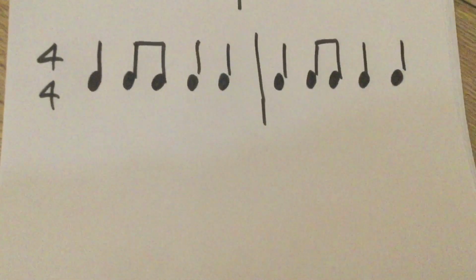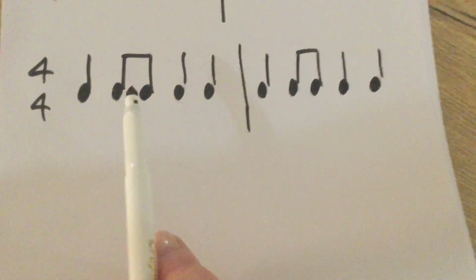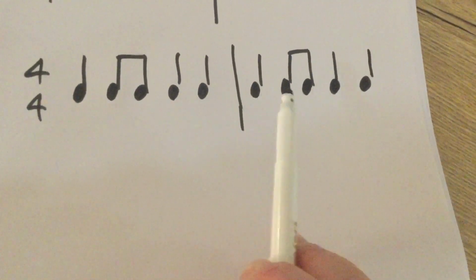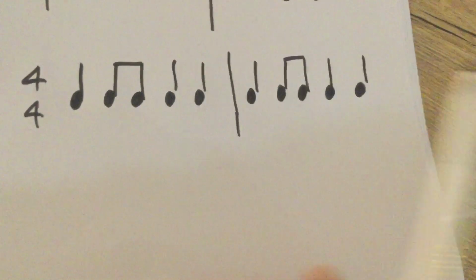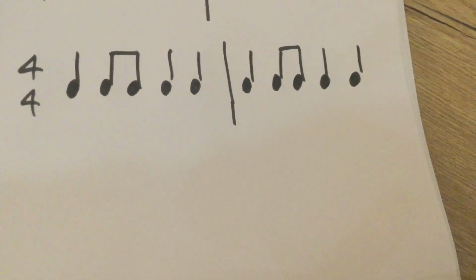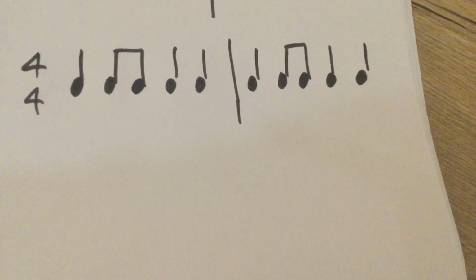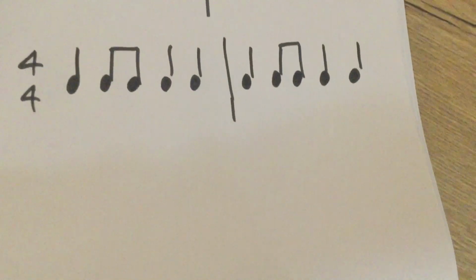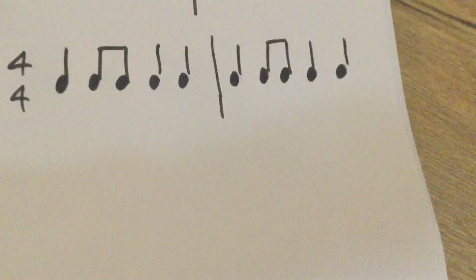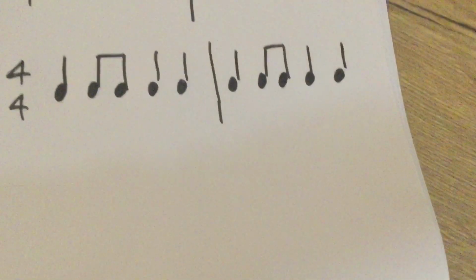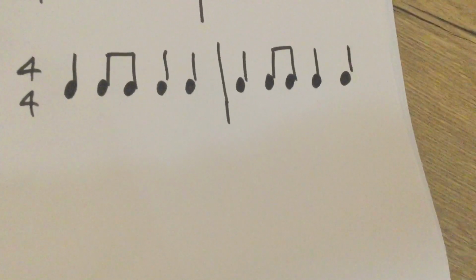Now look at this rhythm. We still have our 4 beats in each bar, but this time we've got half beats in there. So let's clap this rhythm after 4. 1, 2, 3, 4. How did you get on?